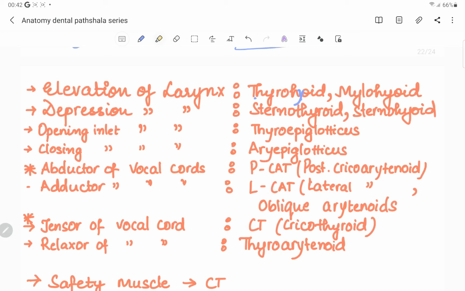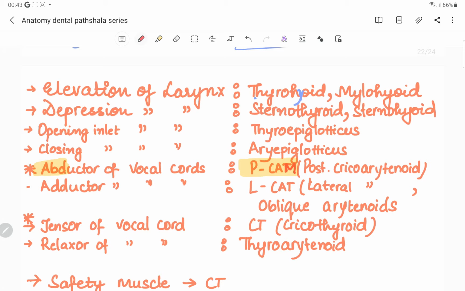The only abductor, which is like abs, is the posterior cricoarytenoid. The only abductor of the vocal cord is the posterior cricoarytenoid muscle. The adductors, ADD, are the lateral cricoarytenoid, oblique arytenoids, and the transverse arytenoids. And the only tensor of the vocal cord we have studied is the CT, cricothyroid, which is the only muscle outside the larynx.